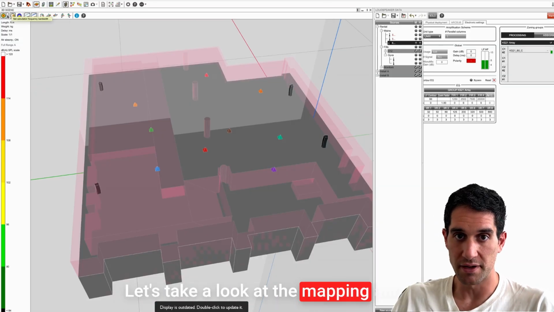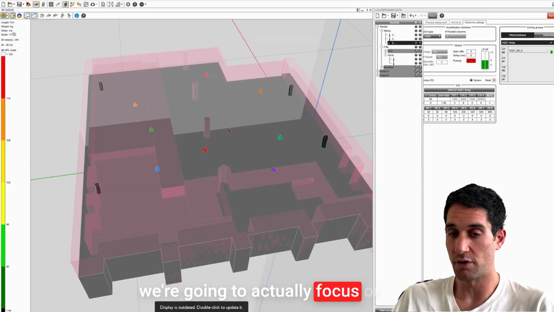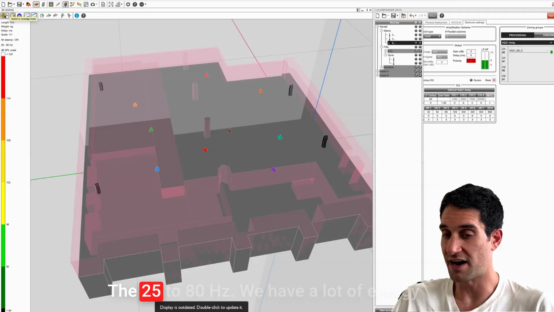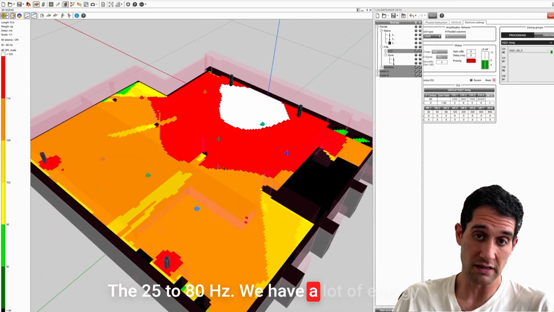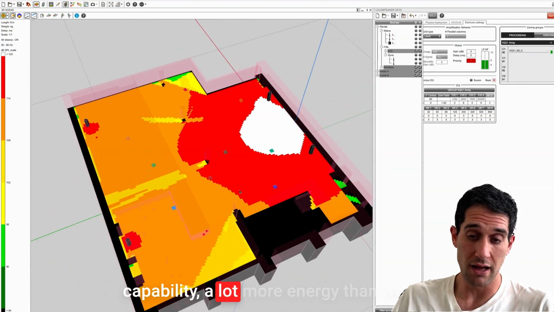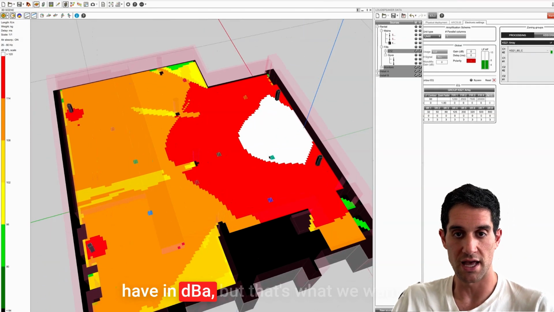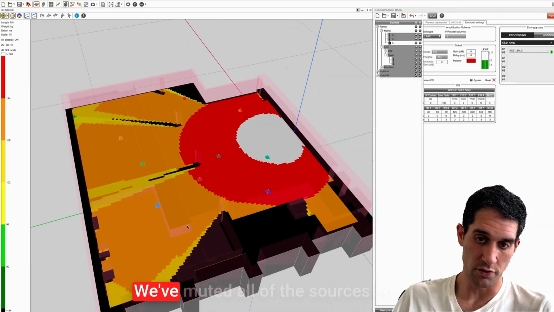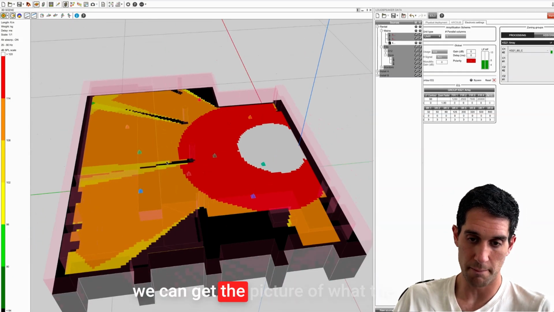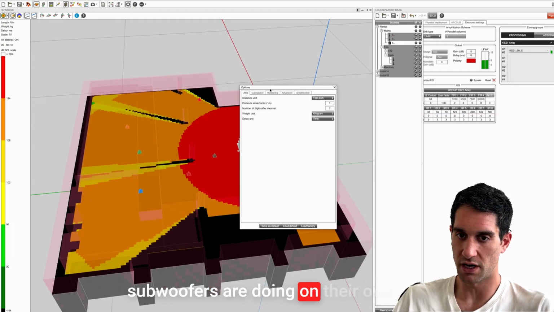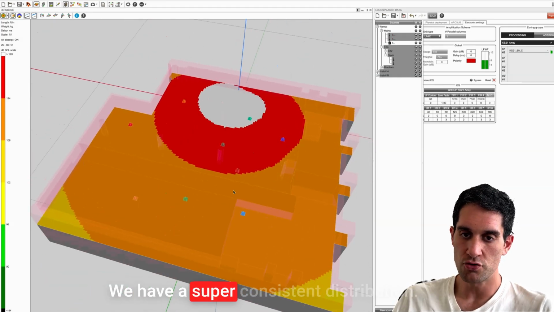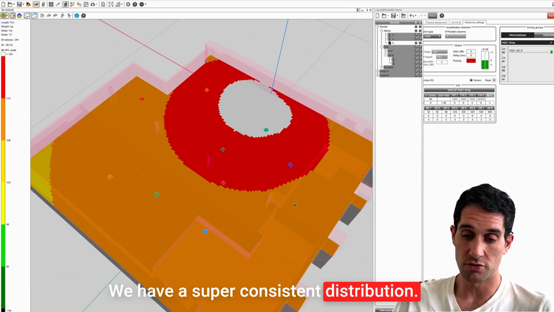Let's take a look at the mapping, and we're going to actually focus on the 25 to 80 hertz. We have a lot of energy capability, a lot more energy than we have in dBA, but that's what we want. We've muted all other sources so we can get the picture of what the subwoofers are doing on their own. We have a super consistent distribution.